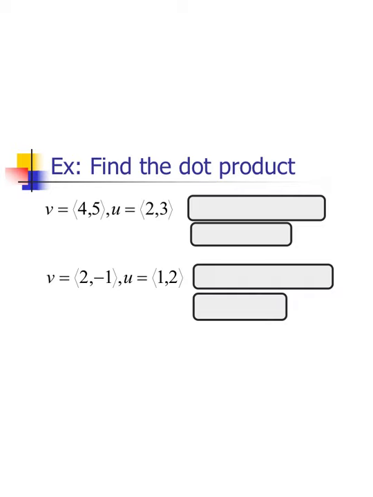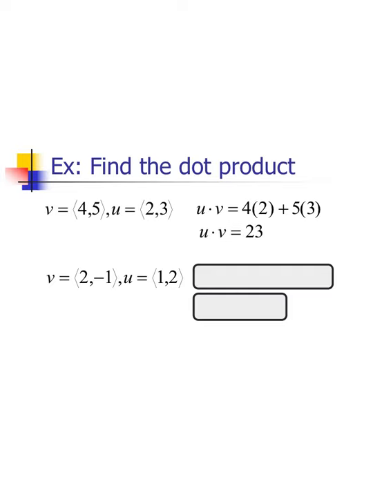As an example of the dot product, we have two vectors here, v and u. We want to find the dot product for them. So we're going to take our corresponding components. I'll take my two x components and multiply them, and then also take my two y components and multiply them. So you can see that we have 4 times 2 plus 5 times 3, and then when we simplify that, we get 23. And again, 23 is a scalar value. It is not a vector.